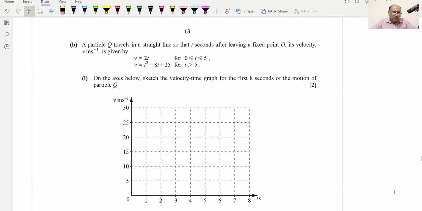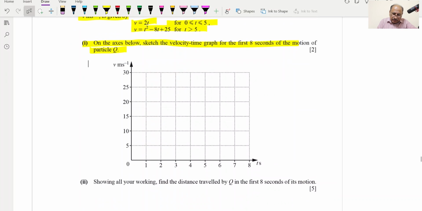Now B part, a particle Q travels in a straight line for t seconds after leaving a fixed point O. Its velocity v meters per second is given by v is equal to 2t from 0 to 5, and v is equal to this one when t is greater than 5. On the axis below, sketch the velocity-time graph for the first 8 seconds of the motion of the particle. So for the first 8 seconds, time is on the x-axis and velocity is on the y-axis, meters per second.